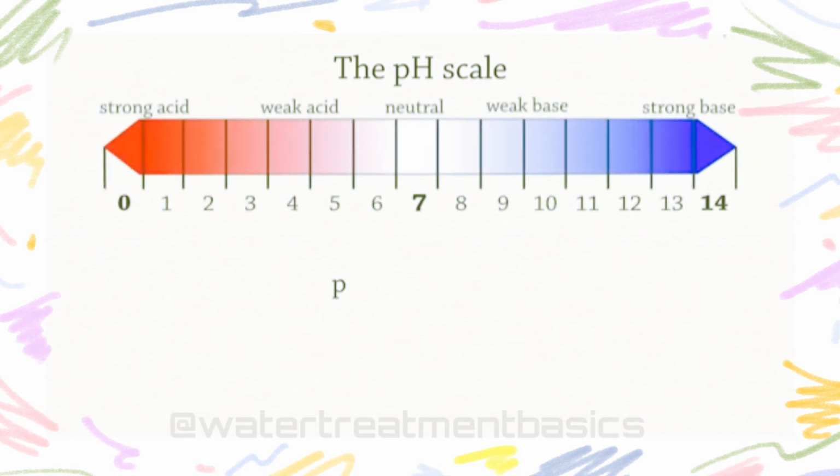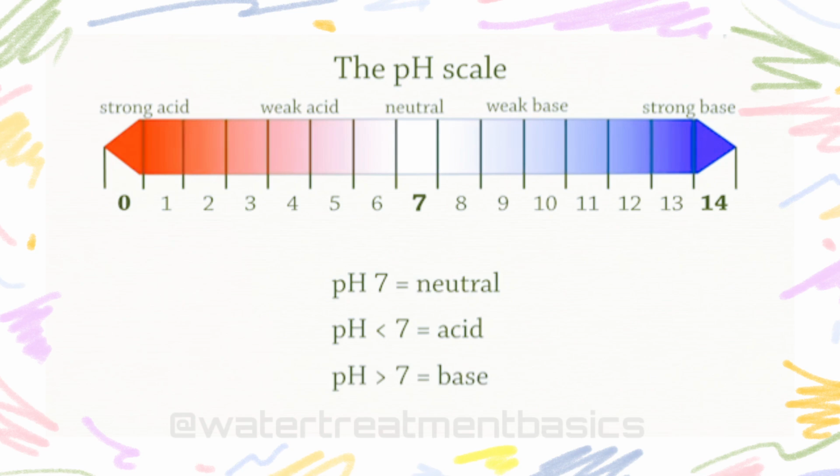All substances that have a pH of 7 are neutral. This means there is an equal concentration of H+ ions and OH- ions. If the pH is less than 7, it's an acid. That's when there are more H+ ions than OH- ions. If the pH is greater than 7, it's a base. That means more OH- ions than H+ ions.